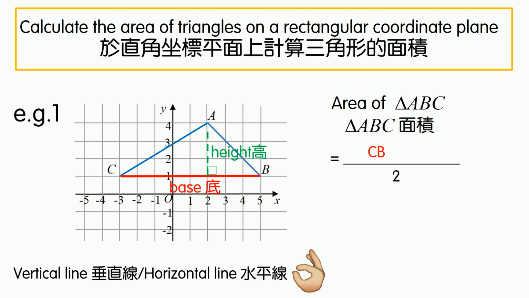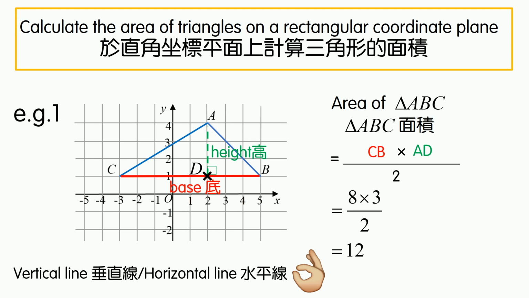We need to give a label for it. Just choose an alphabet letter which isn't used in this figure. For example, I use D. So AD is the height of this triangle. That's why we just read these two data to complete the calculation. Since there are some grid lines, it is easy to find the distance of CB, which is 5 minus -3, 8, and then the height is 4 minus 1, 3.